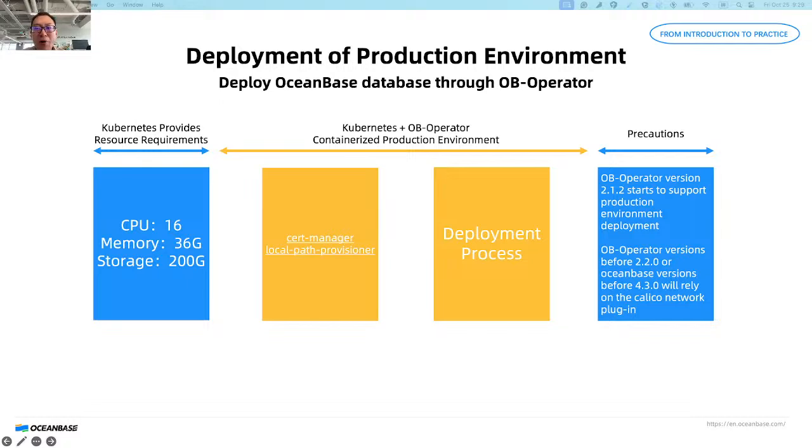Before deploying the OB operator, we need to install 2 plugins. You can check out these 2 links. The entire deployment process will be introduced here. You can check out the official document. There are 2 points to be noted. 1. OB operator version 2.1.2 starts to support the production environment deployment. 2. OB operator versions before 2.2.0 or OceanBase versions before 4.3.0 will rely on the Calico network plugin.